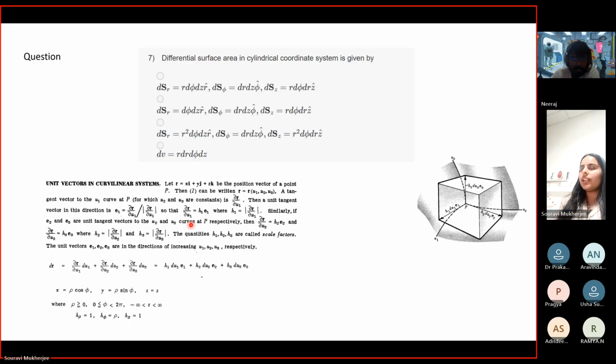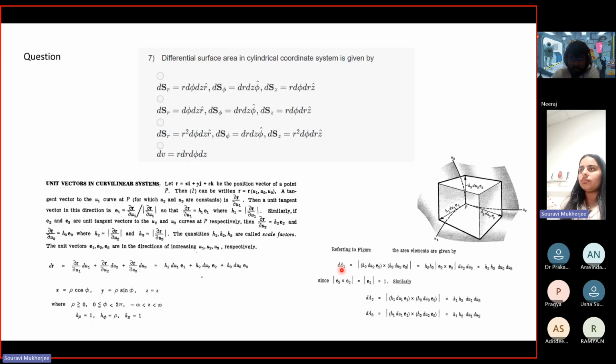Okay. So if you want to find the area element, this is what you want to do. Suppose you want to find an area along U1, like the U1 surface. What you are doing is multiplying the dimensions along U2 and U3. So you get H2, which is the scale factor along U2, times H3, which is the scale factor along U3, and then the differential elements du2, du3.